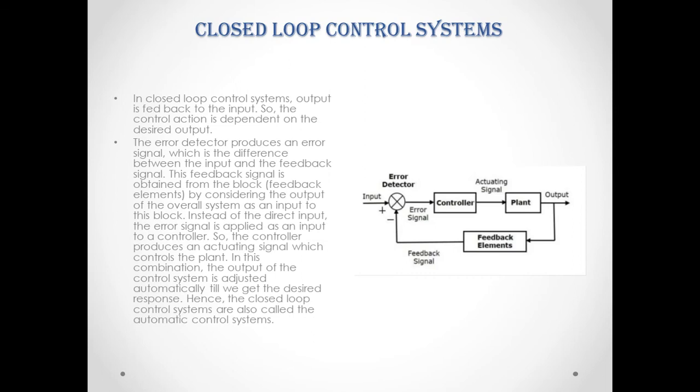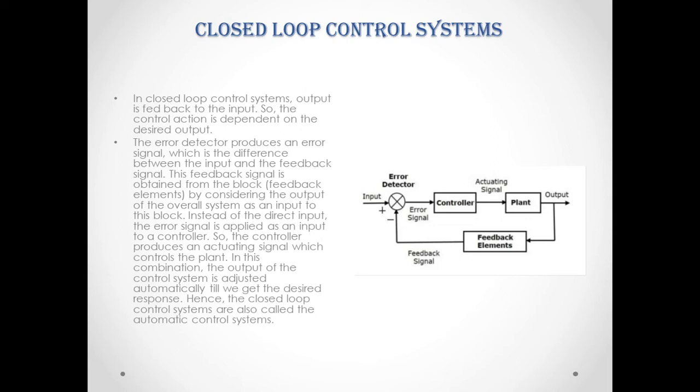Now, in closed loop control system, we will find that part of the output is taken as feedback and injected with the help of a comparator in the input side. Now in closed loop control system, feedback is present. So control action is dependent on desired output. The error detector produces error signal which is the difference between the input and the feedback signal.